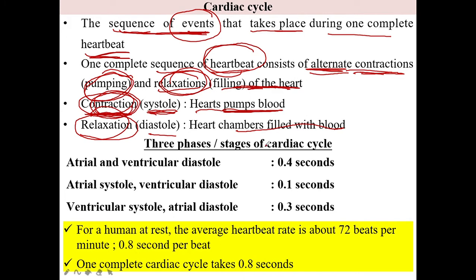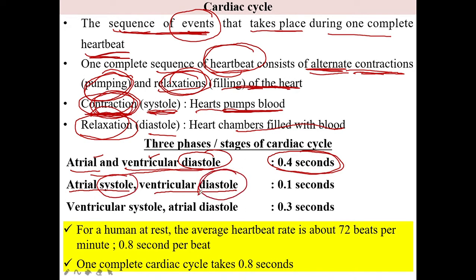Okay, so untuk cardiac cycle, dia ada 3 phase, 3 stages. So, phase yang pertama, kita ada atrial and ventricular diastole. Maksudnya, both atria dengan ventricle relax. Itu akan occur selama 0.4 second. And then phase kedua, kita ada atrial systole, ventricular diastole. So, at the second phase, atria will undergo contraction, ventricle will undergo relaxation. So that will occur for 0.1 seconds.